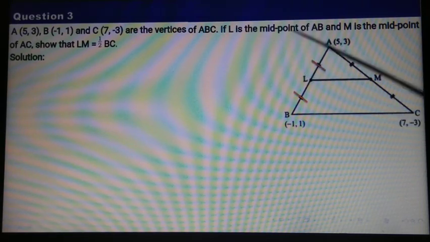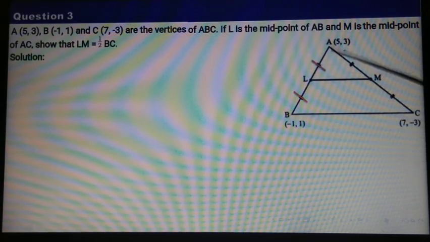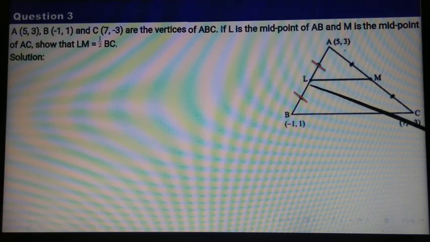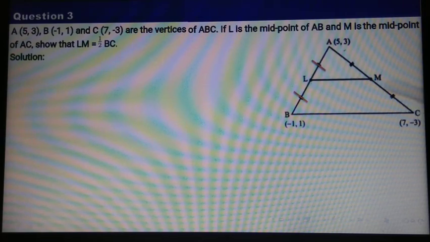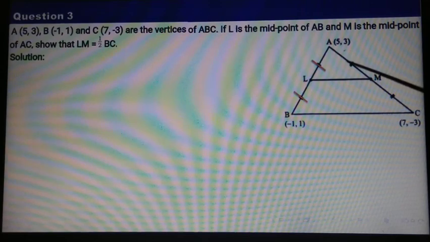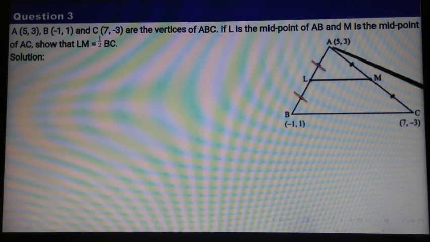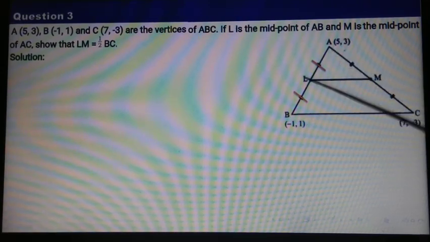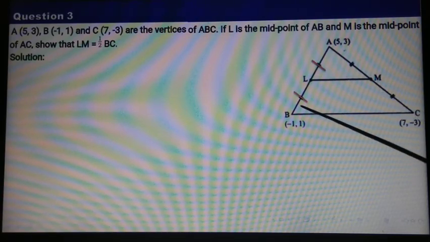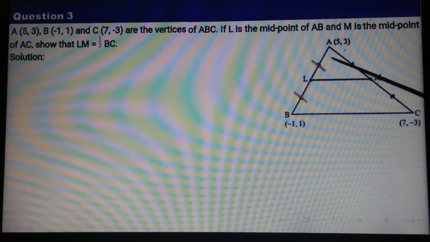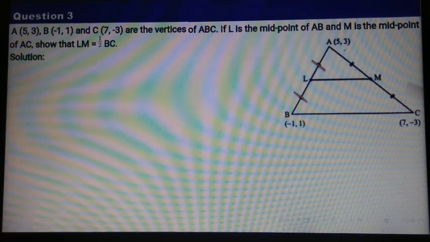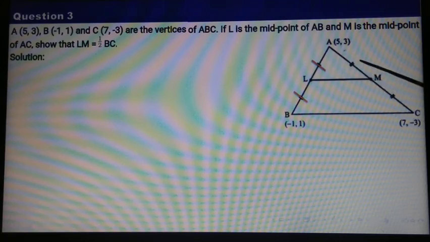If L is the midpoint of AB, so this is my side AB and the midpoint of AB is given to be L, fine. And M is the midpoint of AC. So here we have AC, so the midpoint M is plotted out here. Now, since L is the midpoint of AB, AL and LB are going to be the same. Is that clear? Similarly, since M is the midpoint of AC, I'm going to have AM and MC both equal, right? So that's why there is a sign somewhat like this.